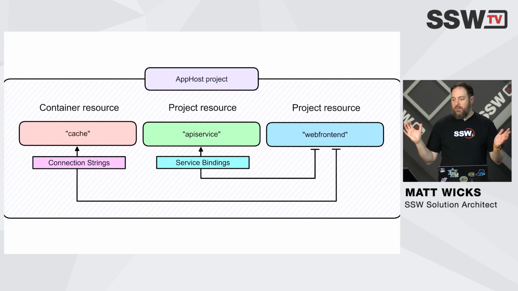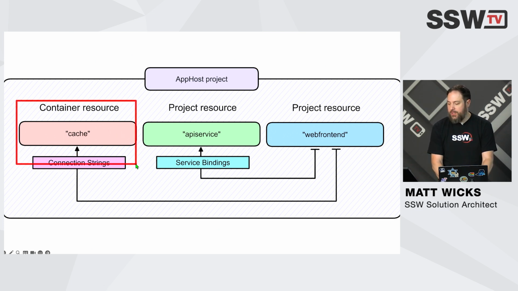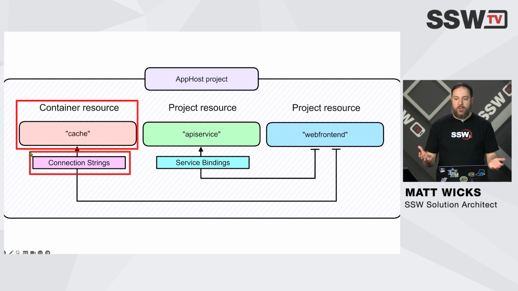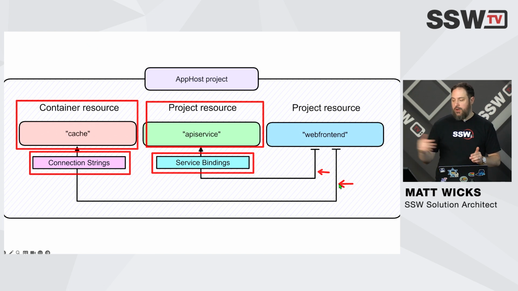How does this look visually? Well, this is kind of how it is. It's this exact same thing. We've got an API project, an app host project up here. Inside there, we've got a container resource, which is our cache. And you can see it outputs a connection string so other people can talk to it. We've got an API service, and that has a service binding. And then we have our web front end, and that has a couple of dependencies we can see there with the arrows. So it points to the service binding and the connection string.